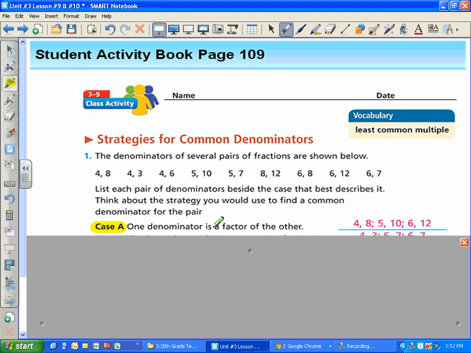So one, case A: one denominator is a factor of the other. So 4 goes into 4, and 4 also goes into 8. So 4 and 8 would be one. 5 and 10, because 5 goes into 5, but 5 also goes into 10, and 10 also goes into 10. 6 and 12 would be another pair. 6 goes into 12, and 12 goes into 12, and 6 goes into 6.